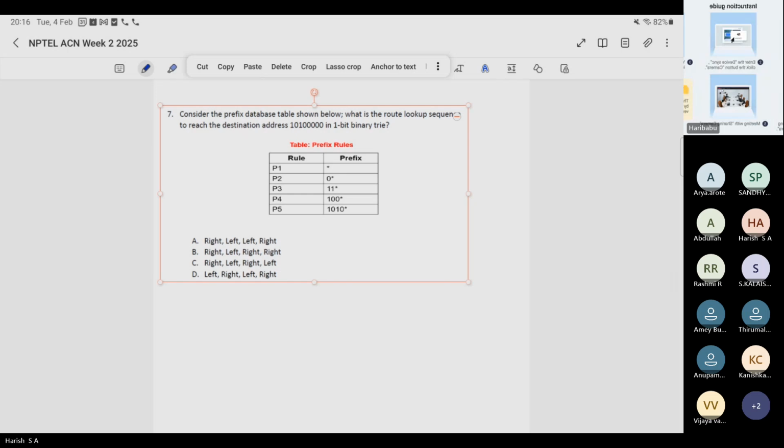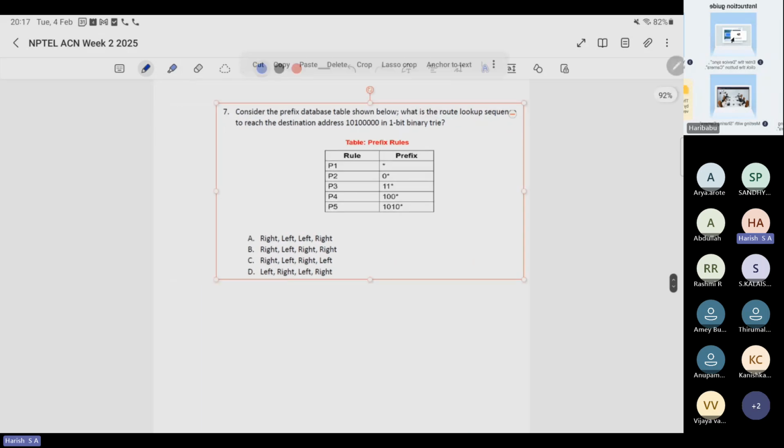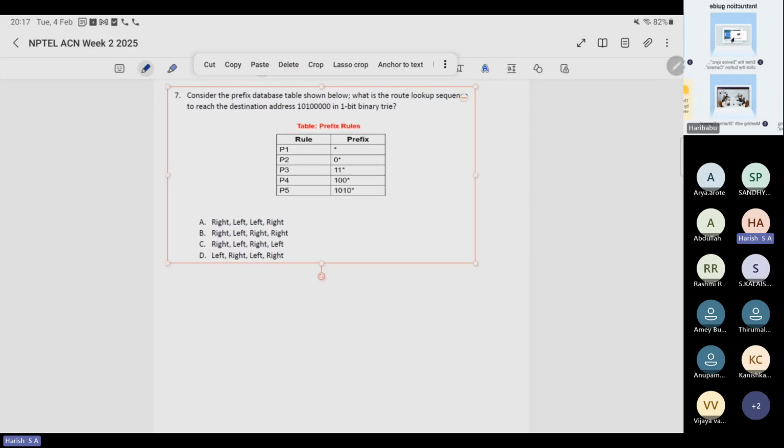so let's consider. Okay, at this point you should be able to construct a 1-bit binary trie. I'm going to construct it here also, but I'll give you a head start. Construct a binary trie in your notebooks if you have it in front of you. I'll start in 2 minutes.